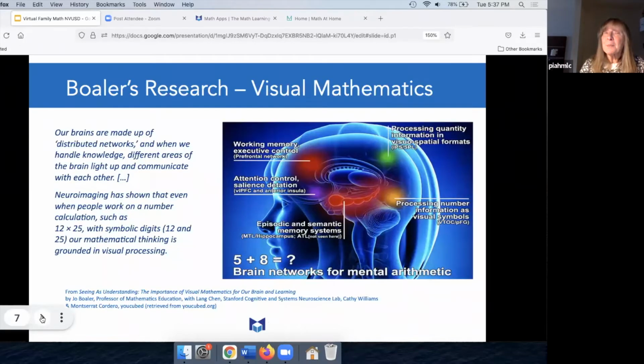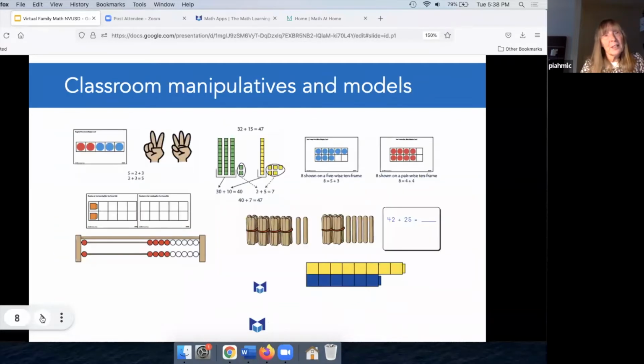So it wouldn't surprise you that your children are very visual. They've had access to a lot of different platforms that activate the brain, the hemispheres in the brain, differently than even what our experience was as children. So our children really enjoy a variety of classroom manipulatives and models.